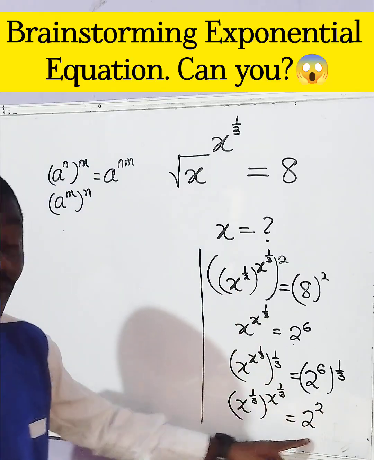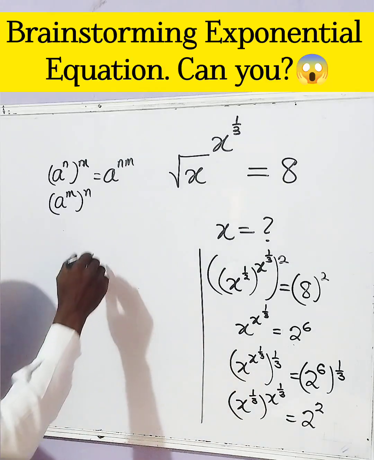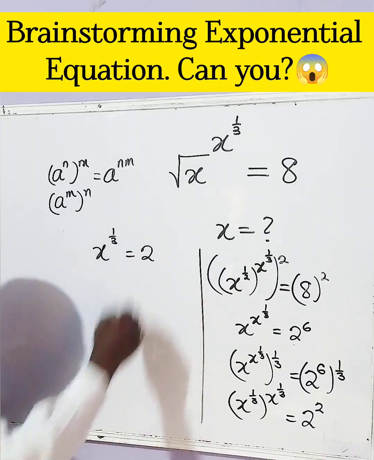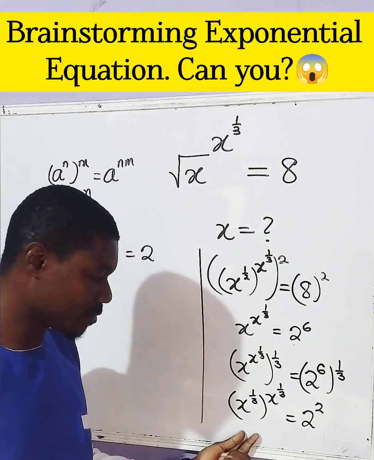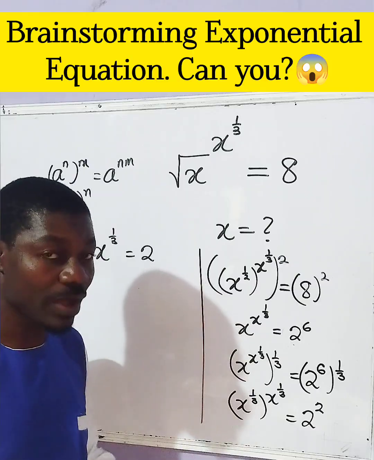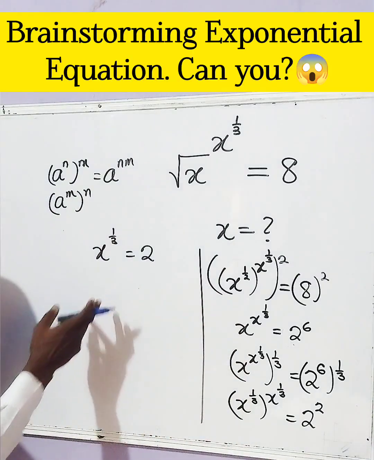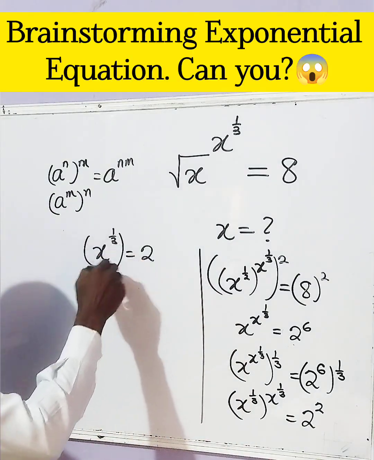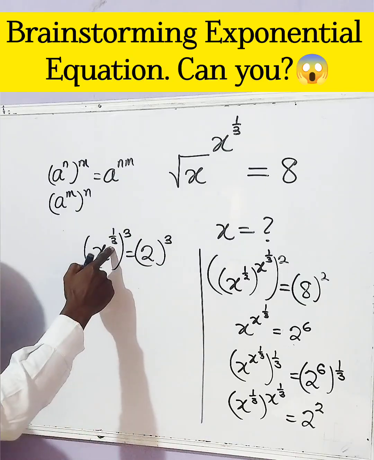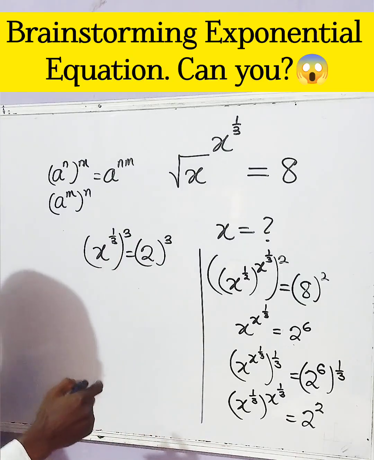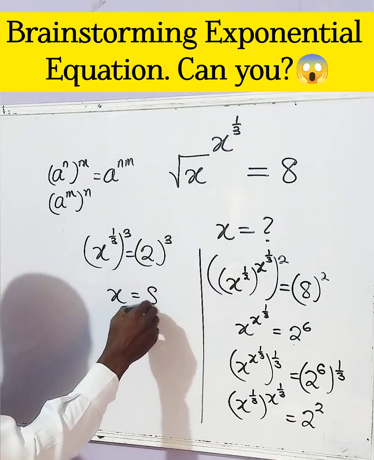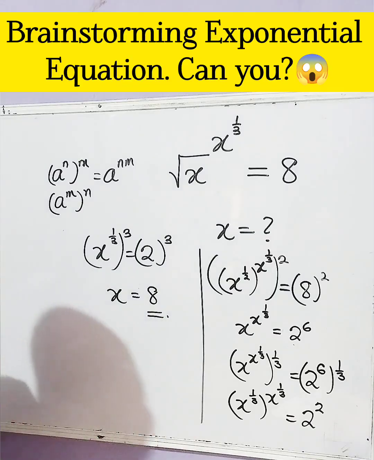So to this end, by comparison, we can agree that x raised to 1 over 3 then equals 2. Where a term is raised to itself and a term is raised to itself, by comparison, we agree on this. All we just need to do here is to raise both sides of the equation by 3. This is to help us clear off 1 over 3. So here we have x equals 2 raised to 3. That will give us 8 as the final answer.